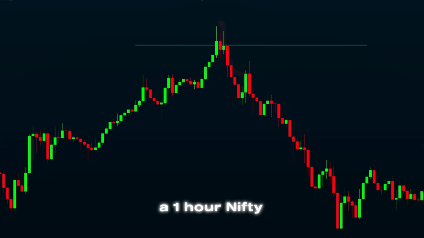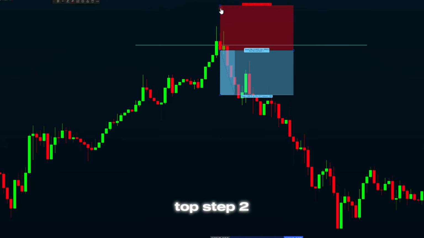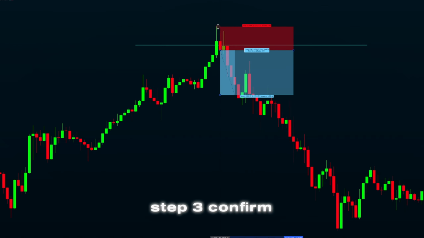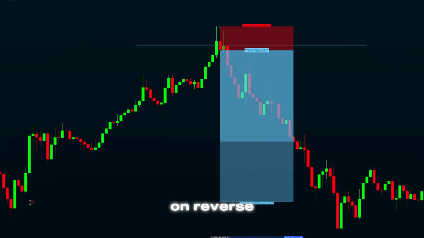Spot it on a 1-hour Nifty range top. Step 1: mark the recent high, the consolidation top. Step 2: raid wick spikes above. Step 3: confirm. Raid closes below the high plus an engulfing body down, with a volume spike on the reversal.